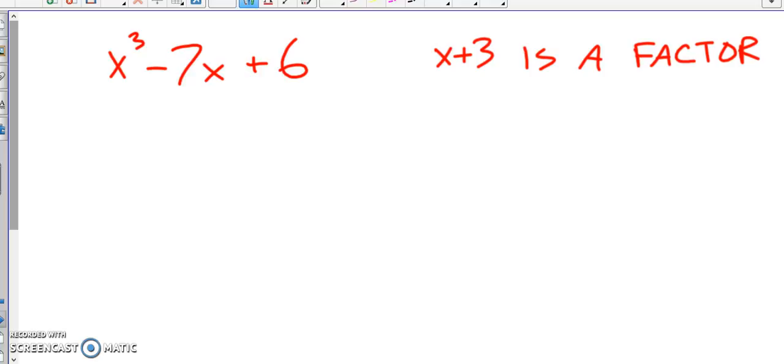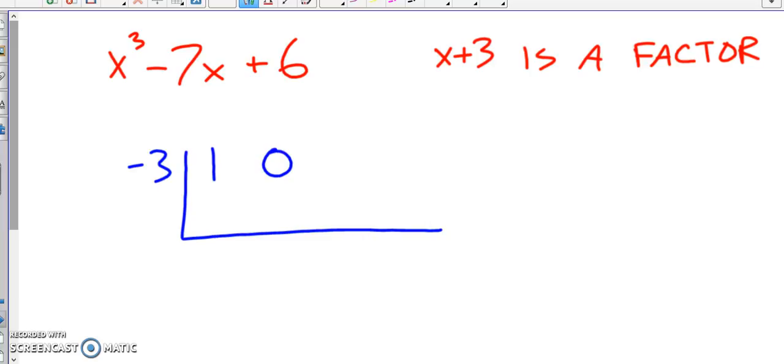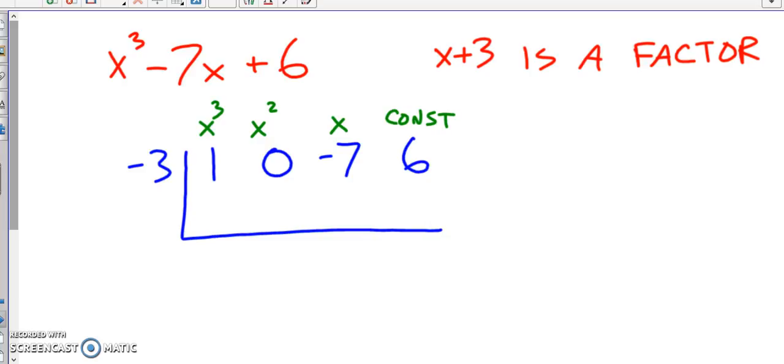So we're going to synthetically divide. Since that's x plus 3, negative 3 is going to go out here. Now let's see if you can come up with what goes across the top. So 1. You notice it skips from x cubed down to x. You've got to put a 0 for the x squared. Minus 7 and 6. And again, if it helps, you can label up here x cubed, x squared, x, and your constant. All right. So let's divide.